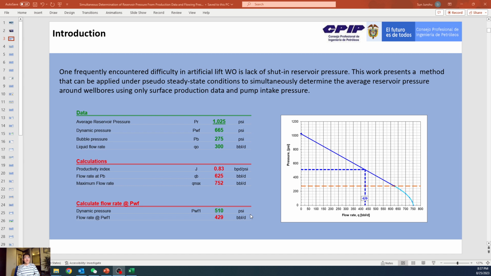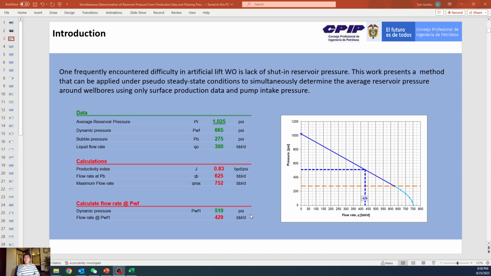Introduction. One frequently encountered difficulty in artificial lift workover is the lack of reservoir pressure. We usually don't have enough time to get the build-up pressure; it is unrealistic for each well, each workover. So we need to determine the average reservoir pressure in an easier way.